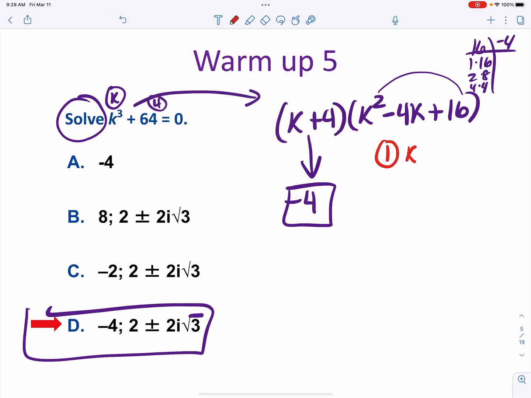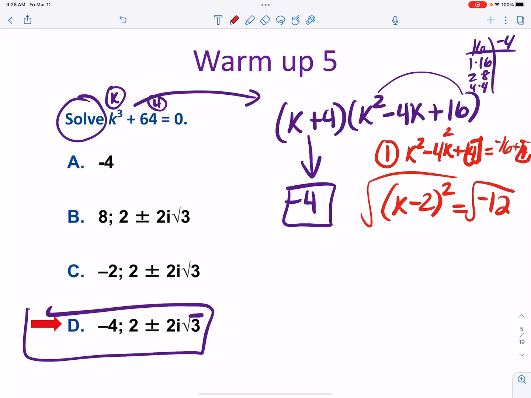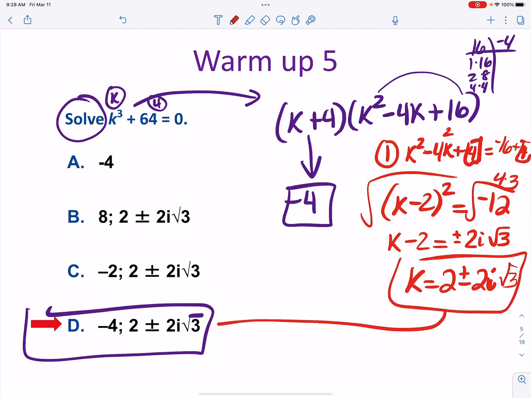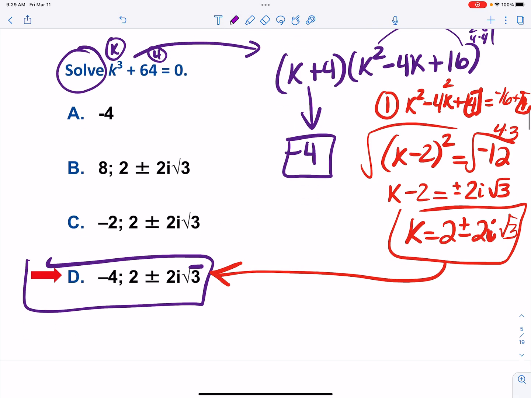So you have two options. Option 1 is to do what we called complete the square. Plus box equals a negative 16 plus box. Half it, square it. So this side is k minus 2 squared equals a negative 12. I square root both sides, and I get k minus 2 equals, this is 4 times 3, so plus or minus 2i root 3, and then I bring the 2 over, 2 plus or minus 2i root 3. So there's my other answer. So that's option 1.